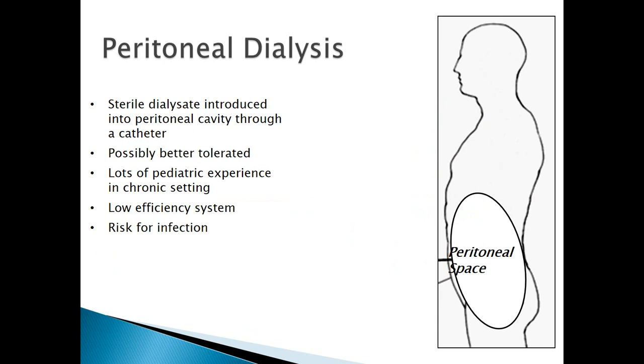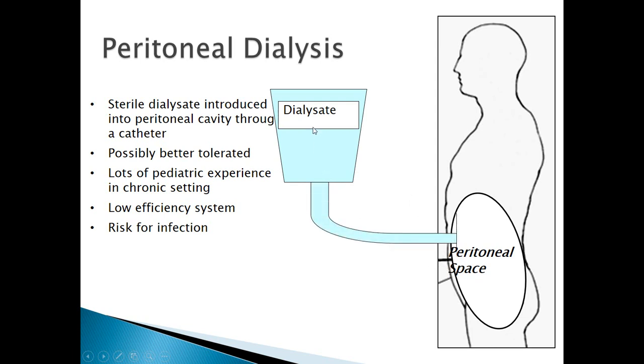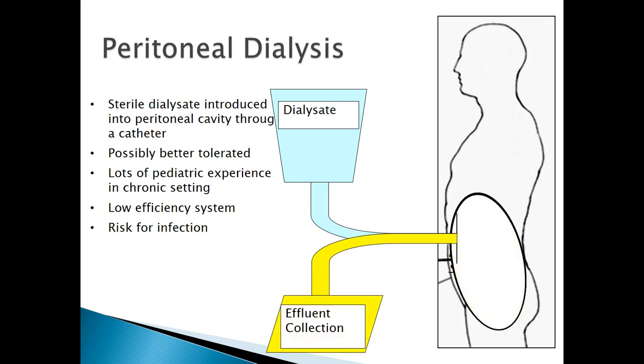This is peritoneal dialysis. And here you have to use a peritoneal dialysis catheter that you introduce in the peritoneal space, and you use sterile dialysate, and that goes through the catheter into the peritoneal space. It's allowed to dwell, or you leave it there for a certain period of time. An exchange happens between the capillaries in the peritoneal cavity and the fluid, and then you drain the fluid. And it is better tolerated. It is a lower efficiency system, but there's always a little bit more risk of leaking around the catheter or infection, such as peritonitis.